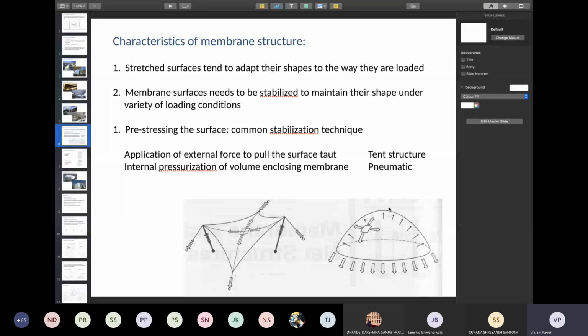It doesn't even have a mast. So what it has instead is the whole volume internally air pressurized. So you have a pneumatic way in which this is kept in place.